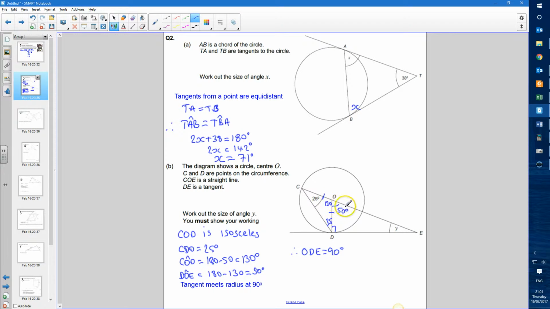So now I know that this angle is 50 degrees, and this angle is 90 degrees. I can work out y, because the angles in a triangle sum to 180. So y must be equal to 180 take away 50 plus 90, which is 140. So angle y must be equal to 40 degrees.